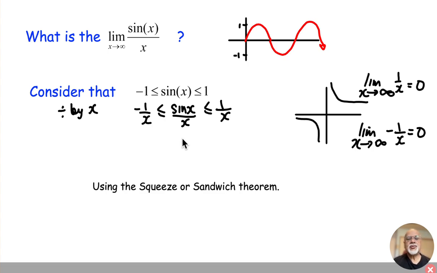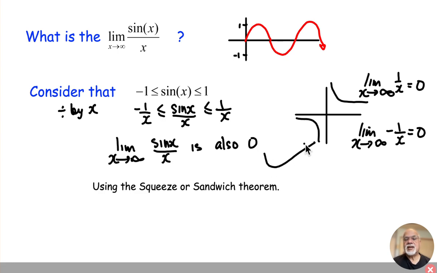And so if that's true, then the limit as x approaches infinity of sine x over x is also 0, because sine x over x is sandwiched in between those two. And so using the squeeze or sandwich theorem, we can make that conclusion. Moving along.